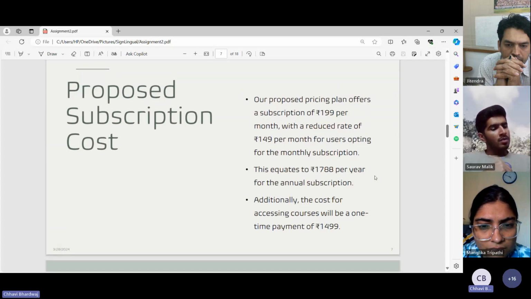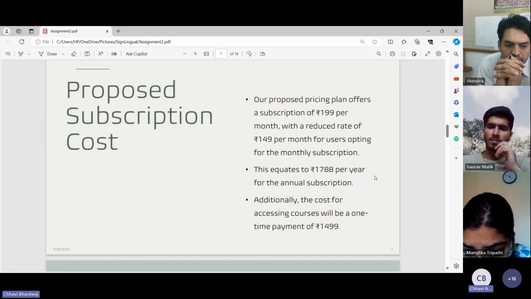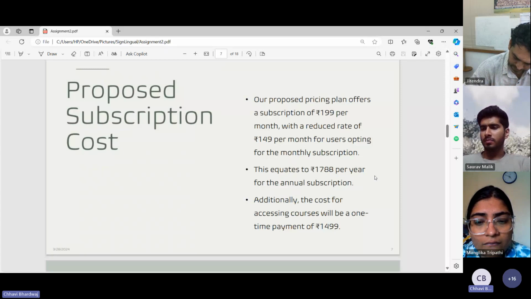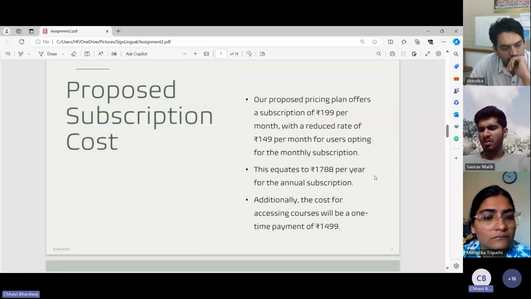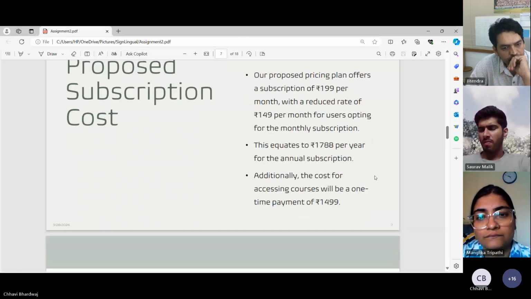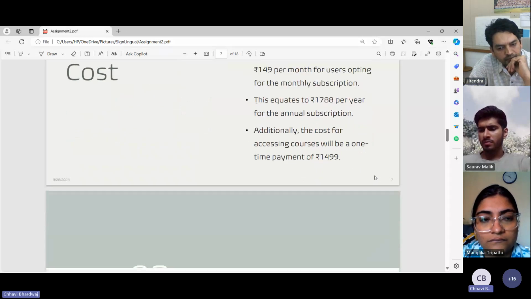This is not exactly set right now, but this is the proposed subscription cost. If we provide a subscription, it would be 199 per month, and if a user opts for an annual subscription, we will lower that to 149 per month. In future, maybe we will add an interactive course on ISL to teach people sign language, and it will have a separate cost. This is not final as of now, but this is the estimated cost.